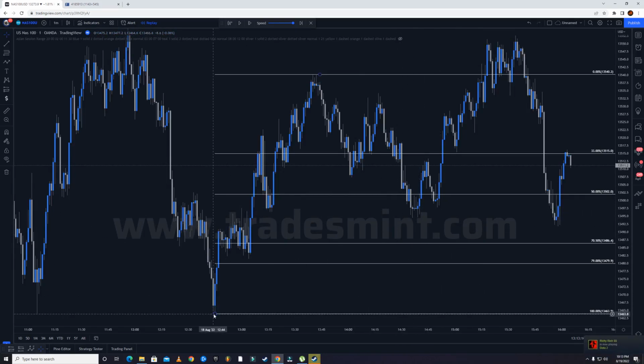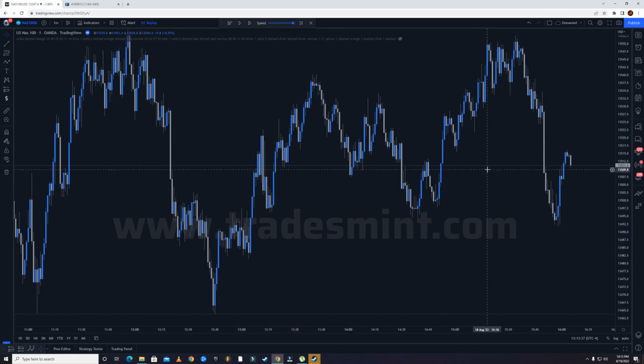So as you can see, price pushed up from this point to this point. You should not be buying here or here or here. You should be waiting for price to fall down into the discounted zone, which is below the 50%, as you can see. And this is the best area to be buying.